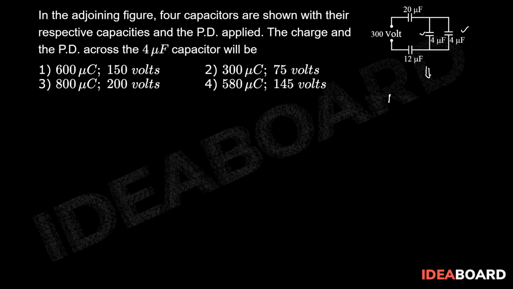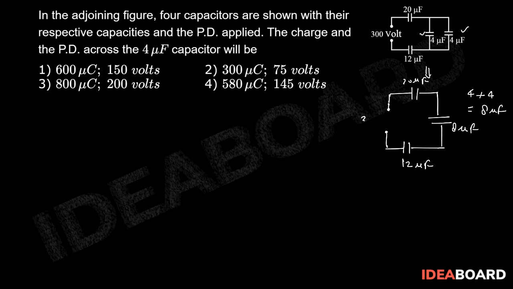So that means we can put 20 microfarad like this, and the net capacitance of these two will be 4 plus 4, which will be 8 microfarad. So 8 microfarad will be here, and another one is here, which is 12 microfarad and 300 volts, right? Now we need to find the equivalent capacitance of these three.